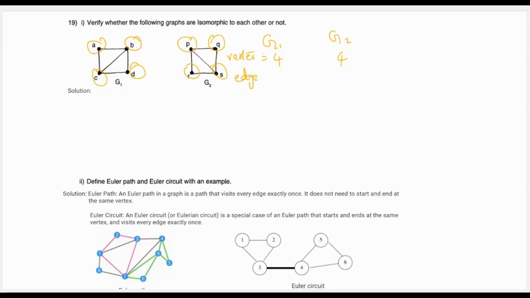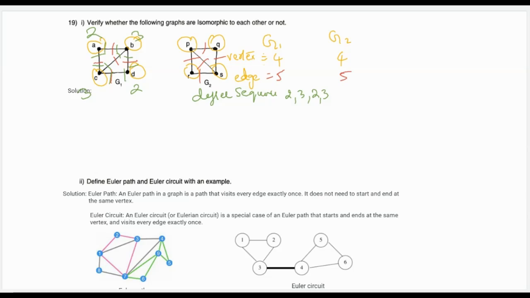Then you will be checking for edges. How many edges do we have? It will be 1, 2, 3, 4, 5 edges, and here also 1, 2, 3, 4, 5, 5 edges. Then you will check the degree sequence of the graph. How many lines are joining to a point is called the degree of that point. So here we get 2, 3, 2, 3.